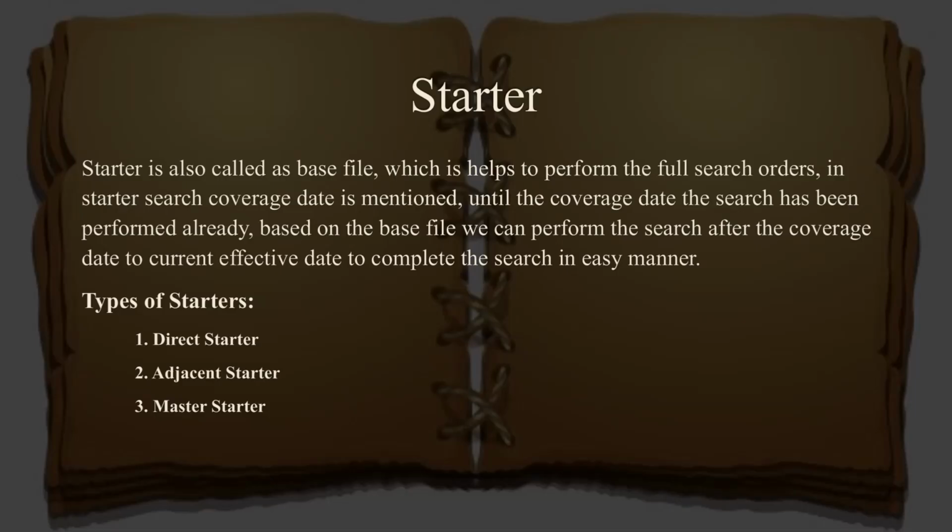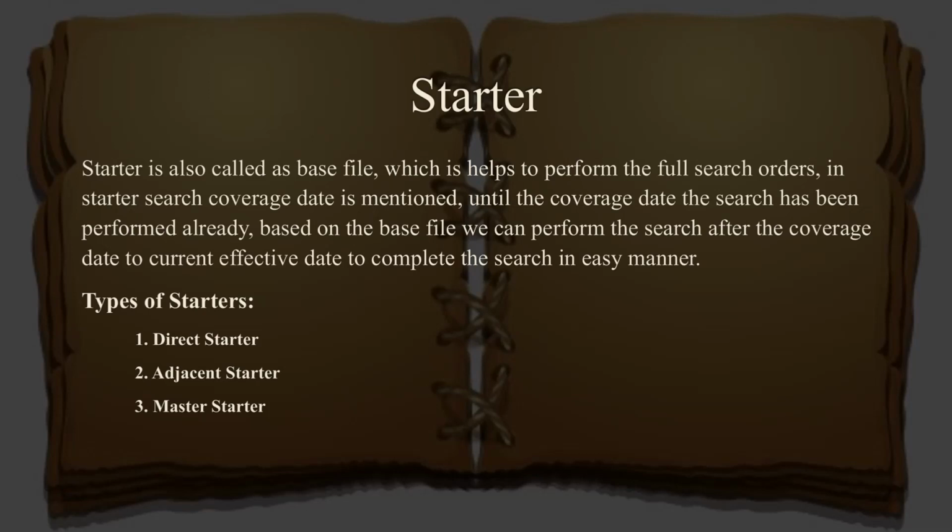Next topic is starter. What is meant by starter? Starter is also called a base file, which helps to perform the full search orders. In starter, the search coverage date is mentioned. Until the coverage date, the search has been performed already. Based on the base file, we can perform the search after the coverage date to the current effective date to complete the search in an easy manner.